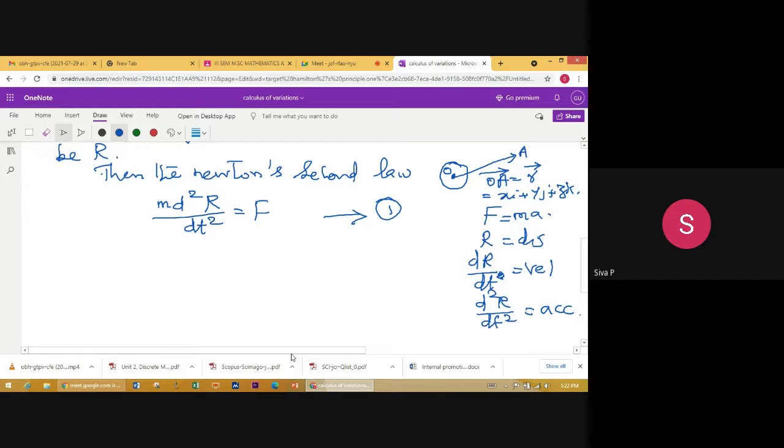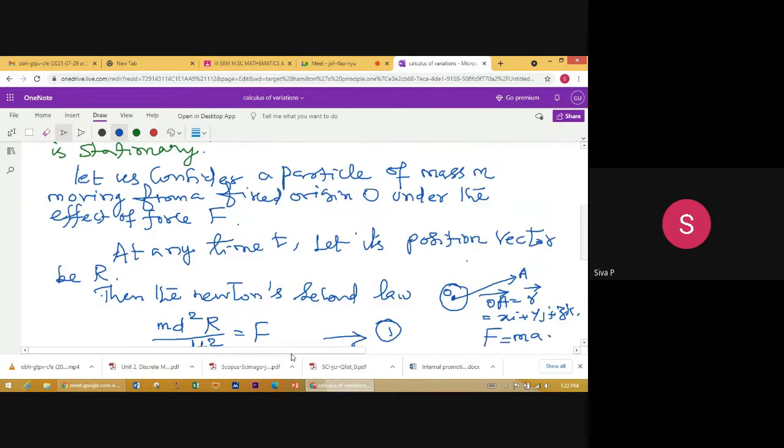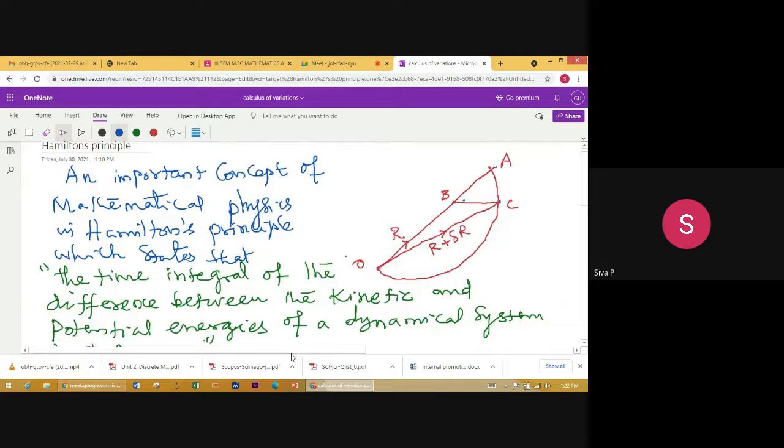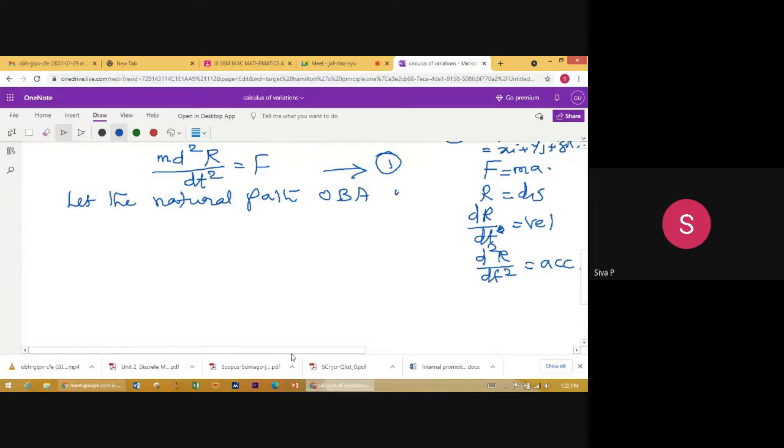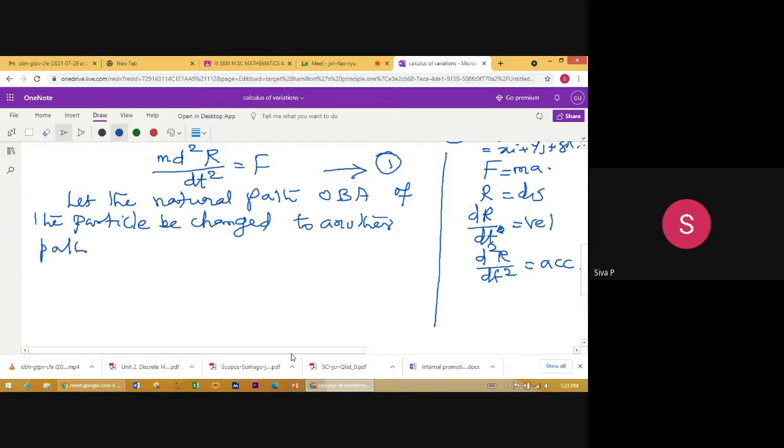Let the natural path OBA, the straight line, of the particle be changed to another path OCA. You can see that this is OBA, the natural path.